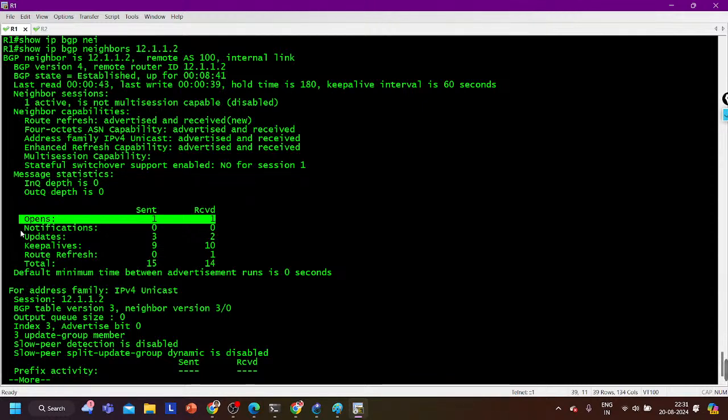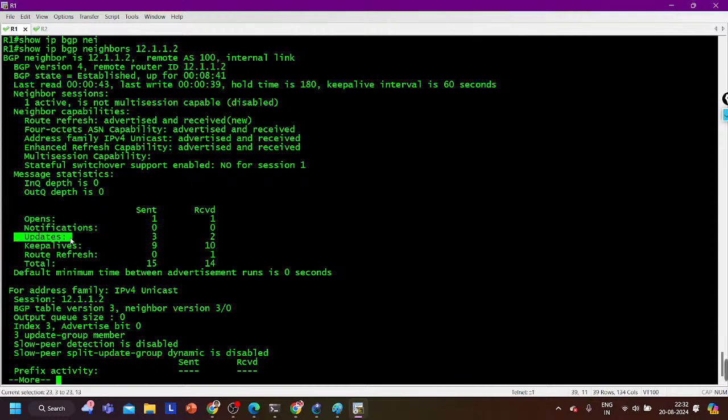How many notification messages has it sent to its neighbor? 0. How many notification messages has it received from the neighbor? 0. And guys, the notification message is a very dangerous message of BGP, right? Whenever we see notification messages while troubleshooting, we hate to see these types of messages, right?